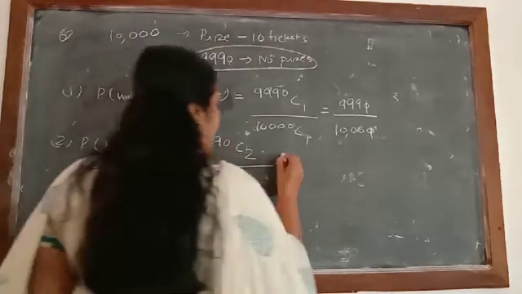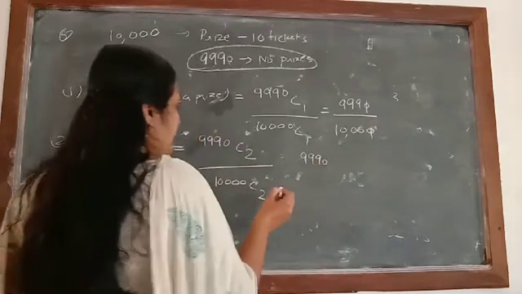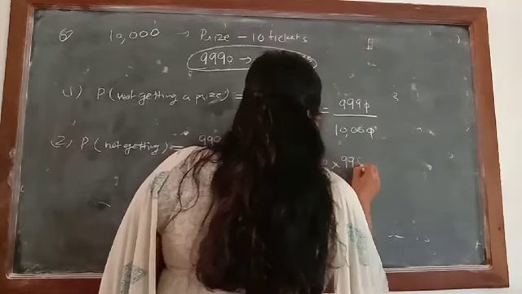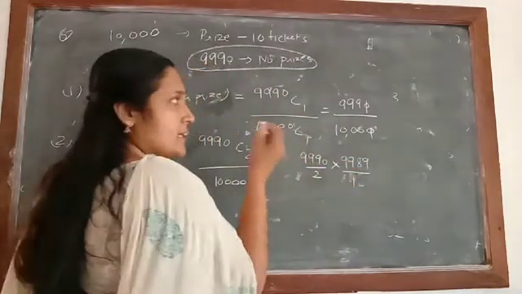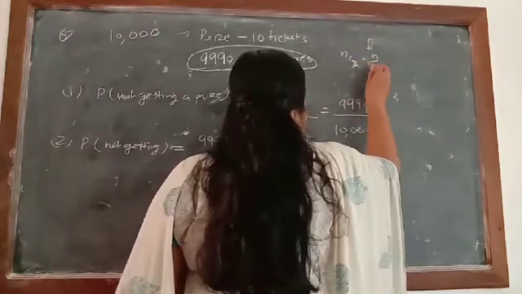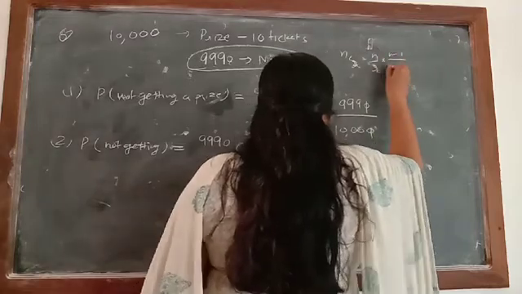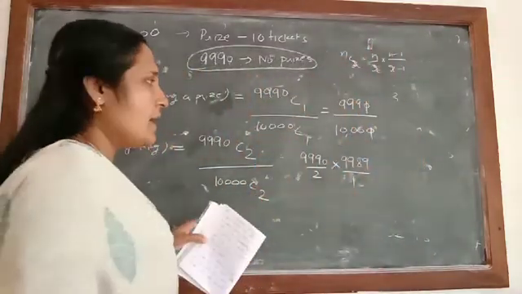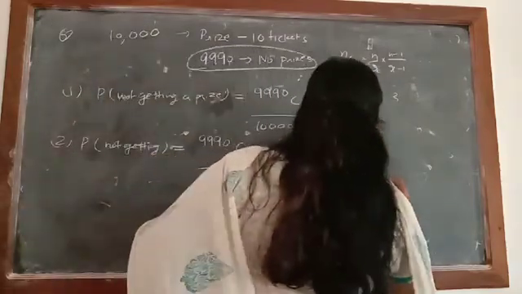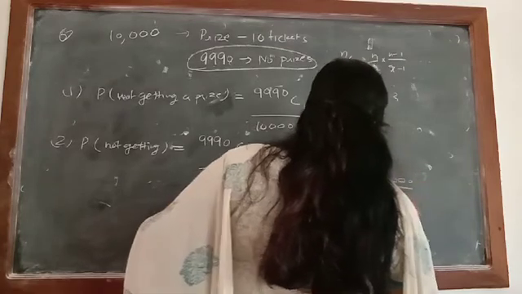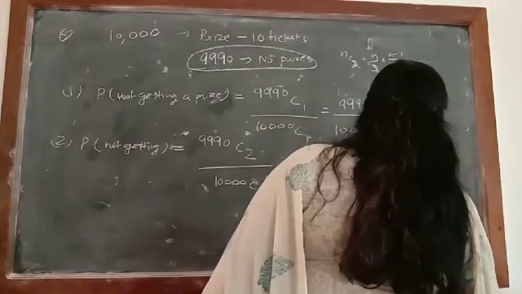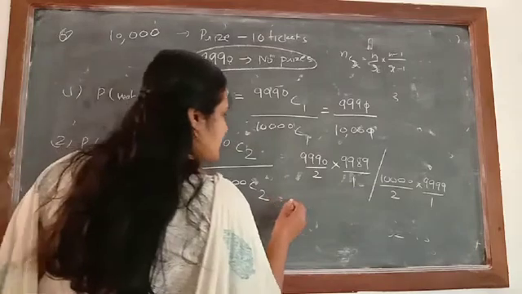9,990 C2 can be written as 9,990 by 2 into 9,989 by 1. We studied the formula there: nC2, or nCr, can be written as n by r into n minus 1 by r minus 1. In this way we can continue. So this will come divided by 10,000 C2. So it will be equal to 10,000 by 2 into 9,999 by 1. Now we can cancel it there.